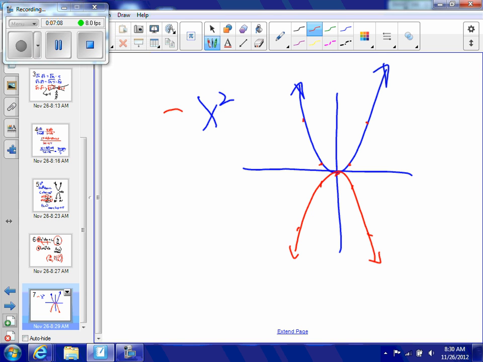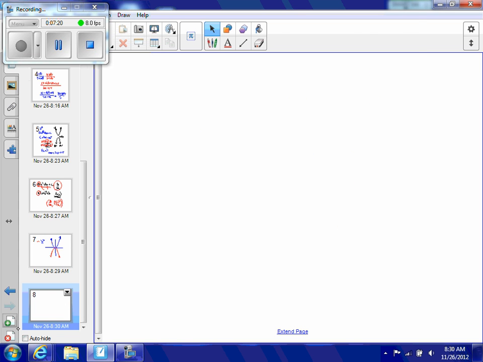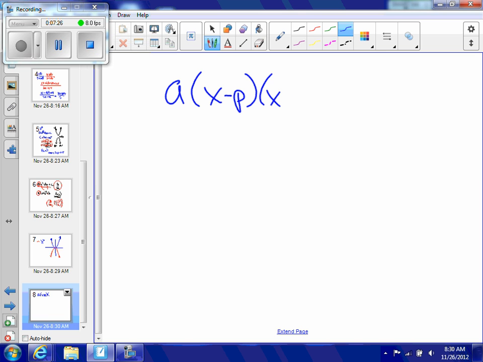Is that okay? Yes. How would you find the axis of symmetry for intercept form? Intercept form. Good question. So I have intercept form, y equals a times x minus p times x minus q, on the board. Third one down.